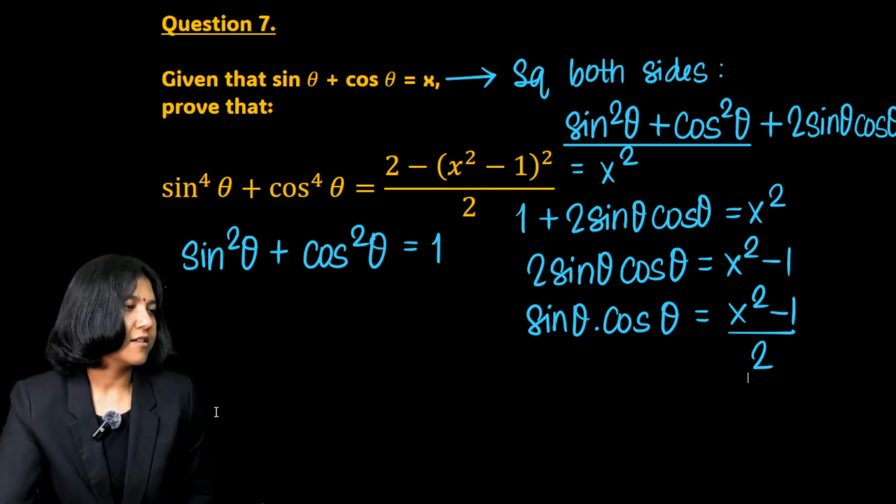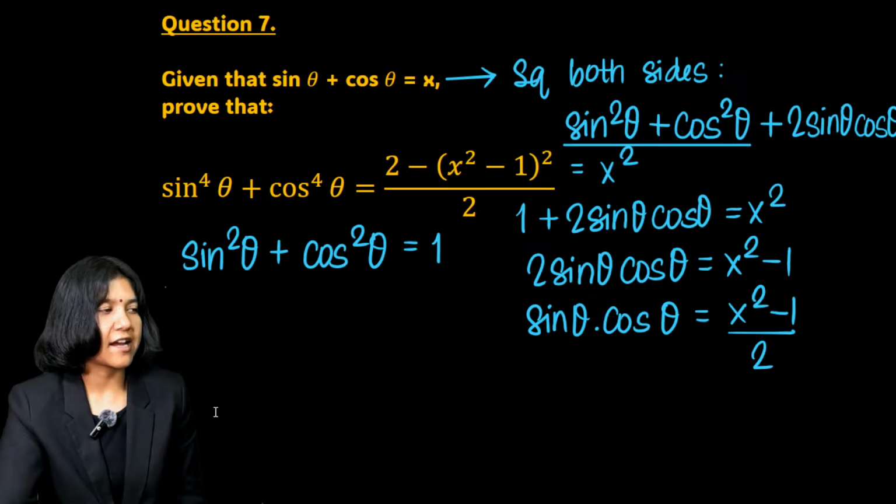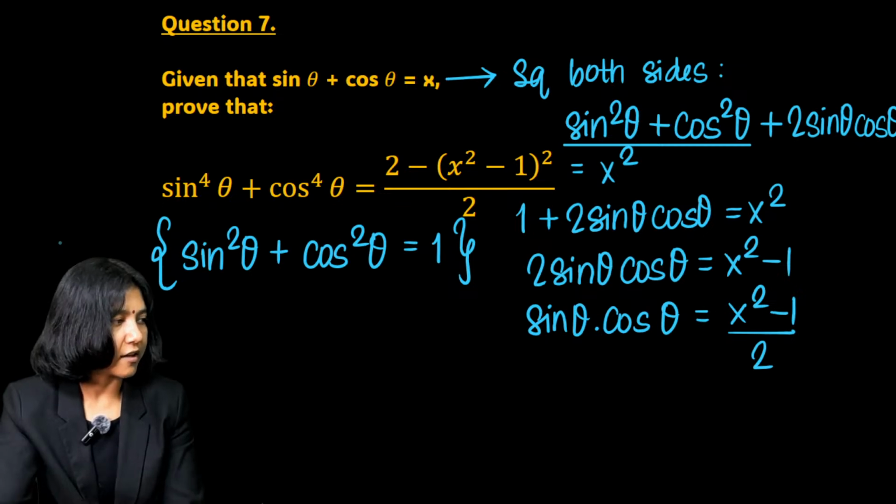Moving on, I have the next equation, the main standard equation that connects sin to cos. Now I'm going to take this and square both sides. Again, we are taking the square on both sides.